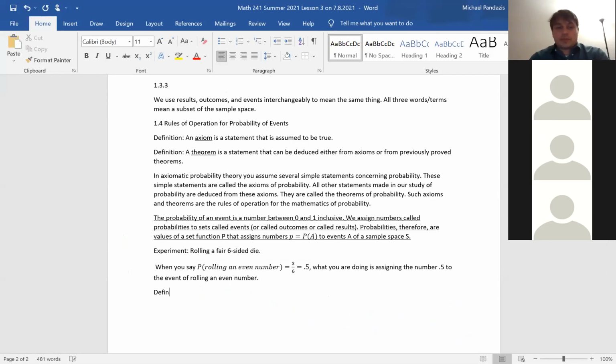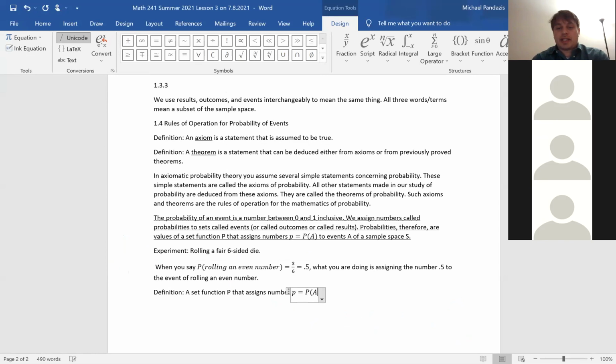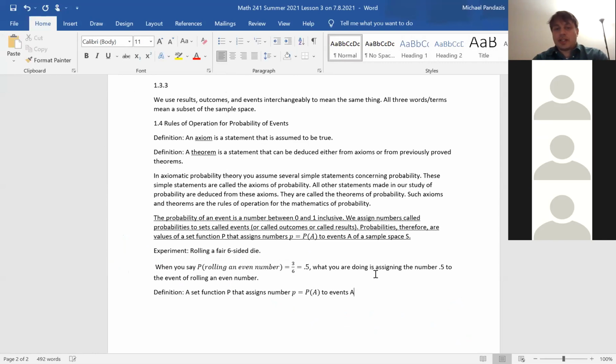Okay, so definition. A set function, P, that assigns numbers, little p is equal to capital P of A, to events, capital A, of sample space, capital S, is called a probability set function or a probability measure if the following axioms are satisfied.